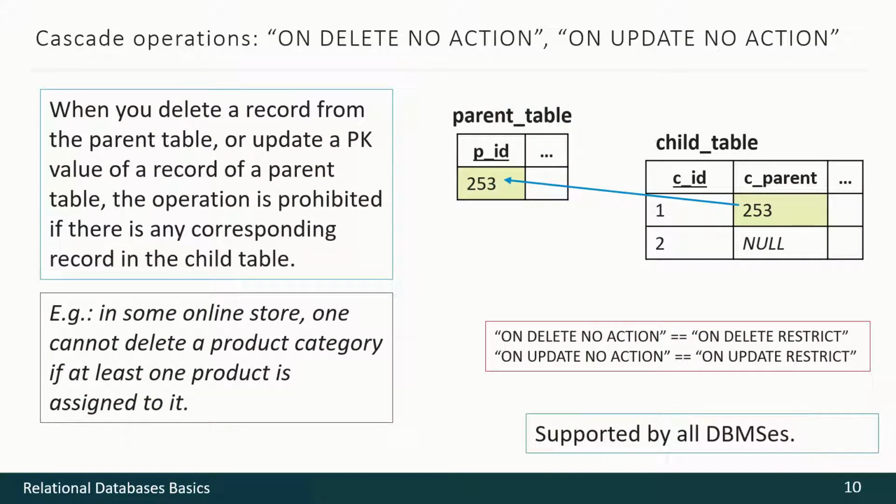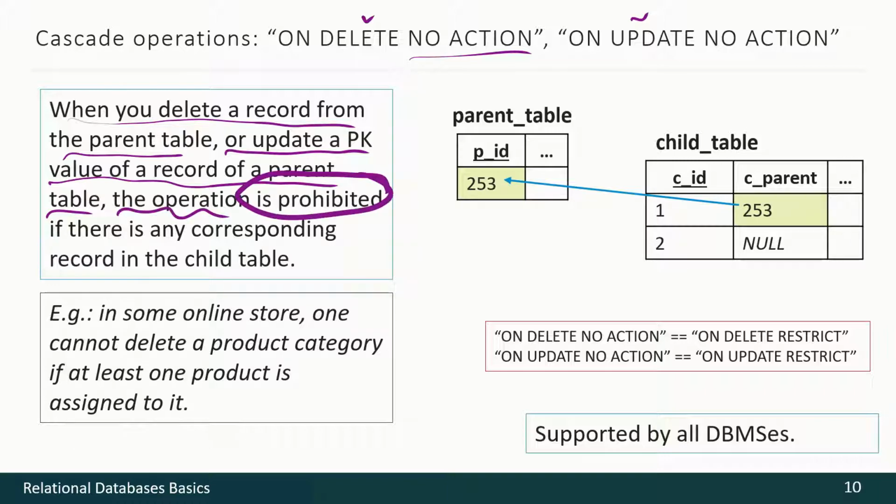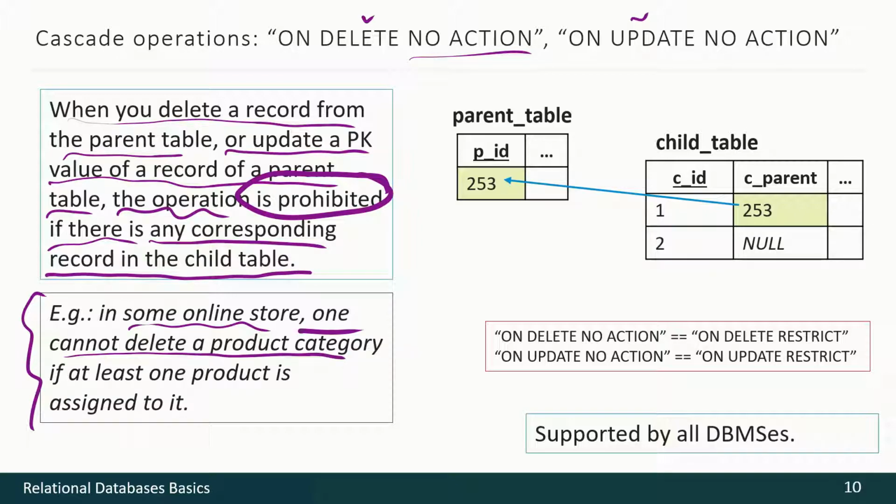The next approach is to restrict delete or update operations. So, when you delete a record from the parent table or update the primary key of a record of a parent table, the operation is prohibited if there is any corresponding record in the child table. For instance, in some online store, one cannot delete a product category if at least one product is assigned to it. This is how it looks like.